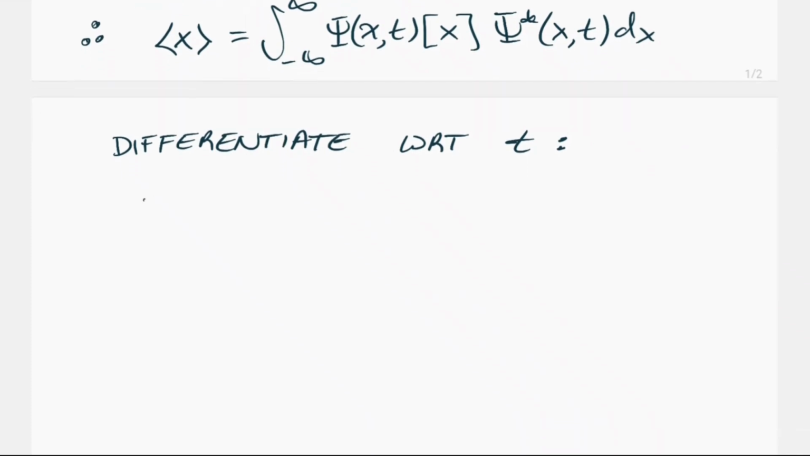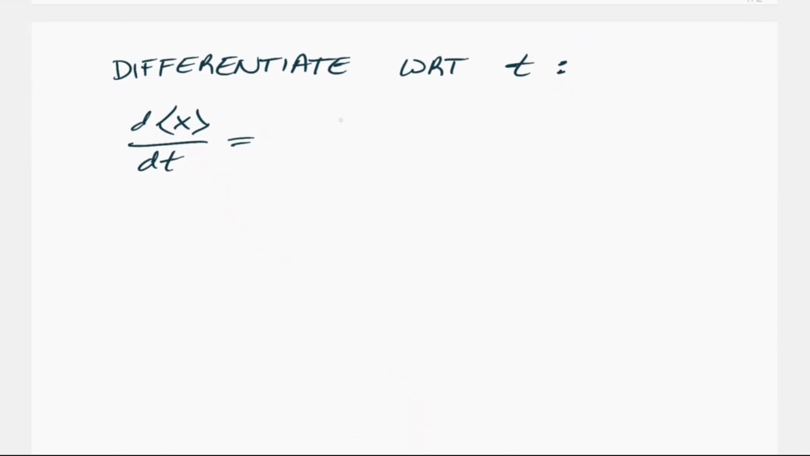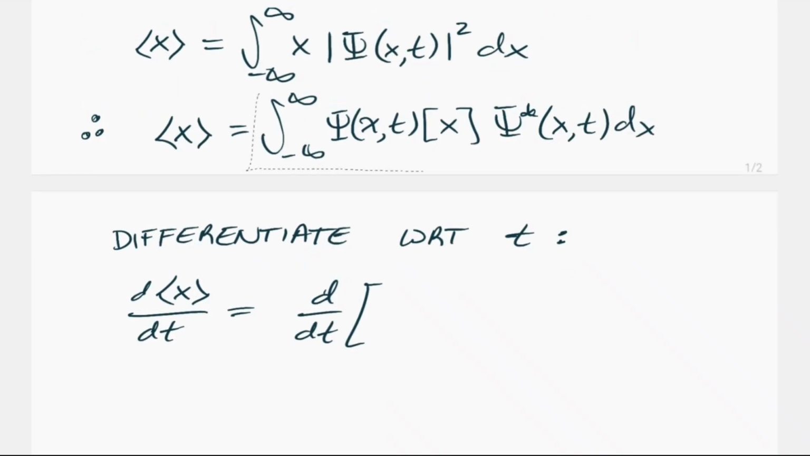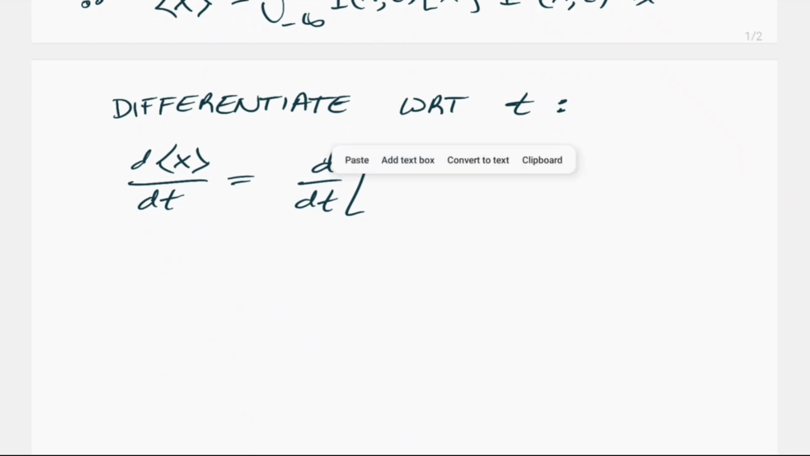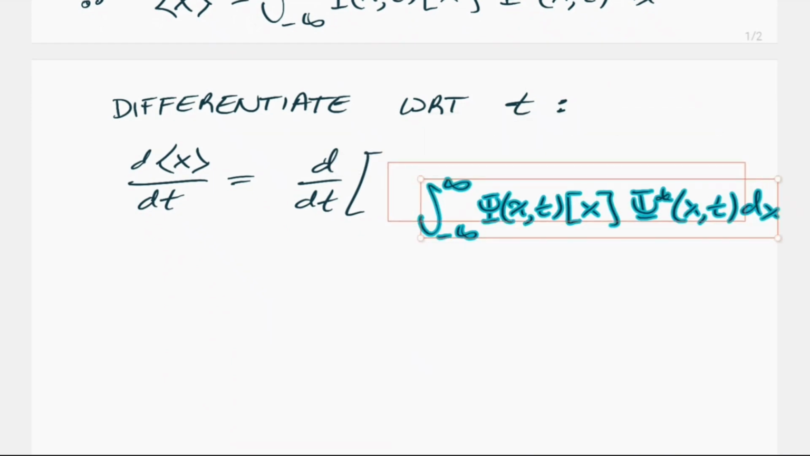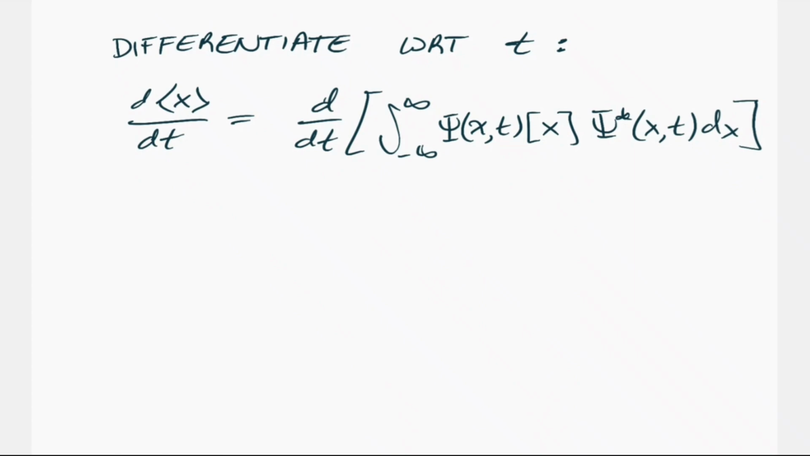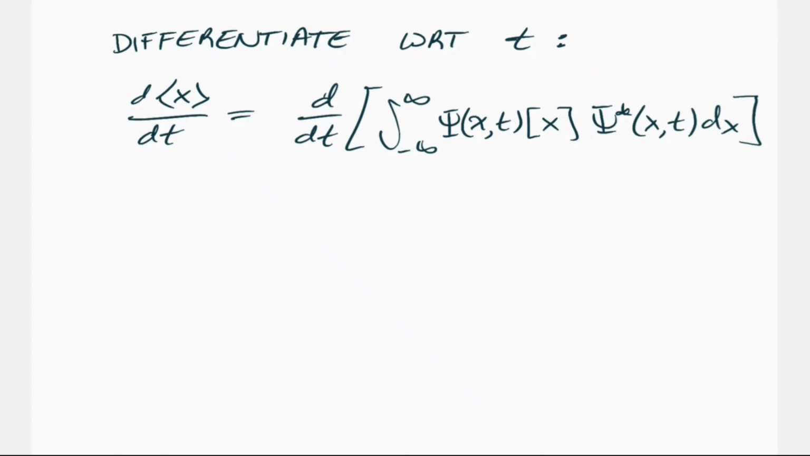All right, because we're trying to find d/dt of the expectation value of x. So that's what we're getting now. Well, that's going to be d/dt of exactly what we just wrote up here. So for the sake of speeding things up, I'm going to copy paste that. Okay, so we need to find the time derivative of that thing, and that's going to be our derivative with respect to time of the expectation value of x.